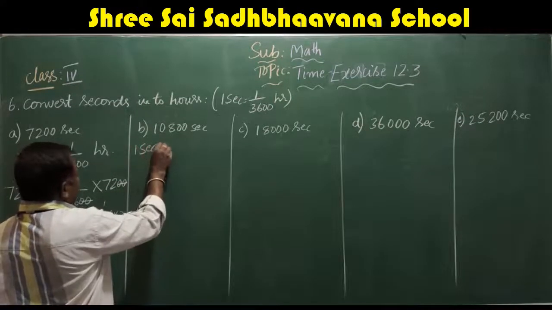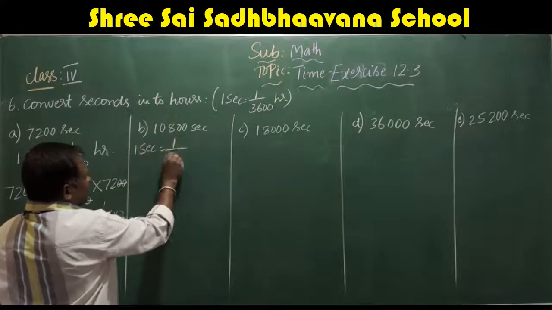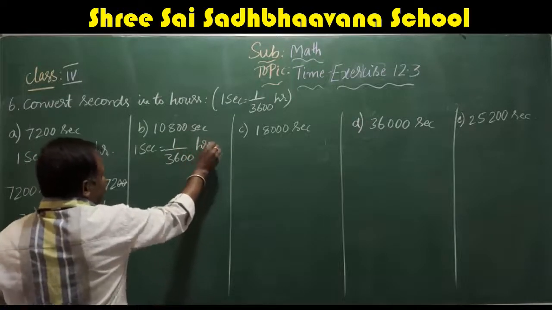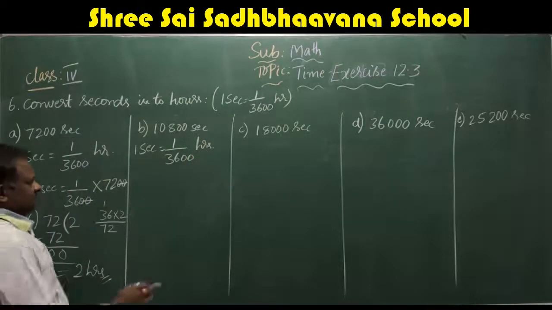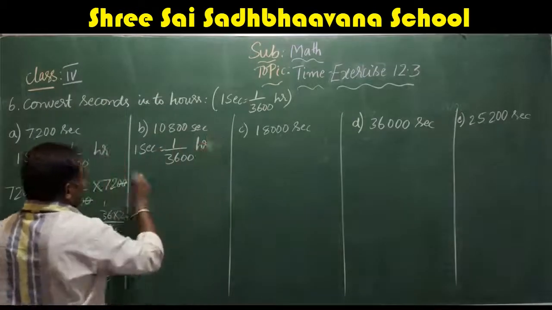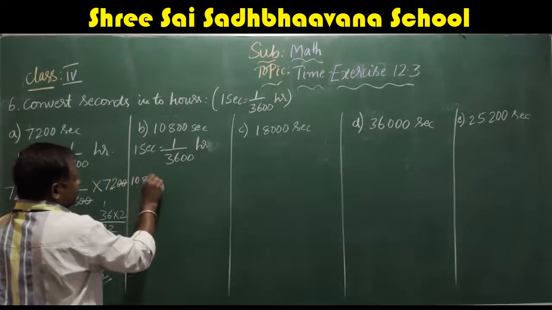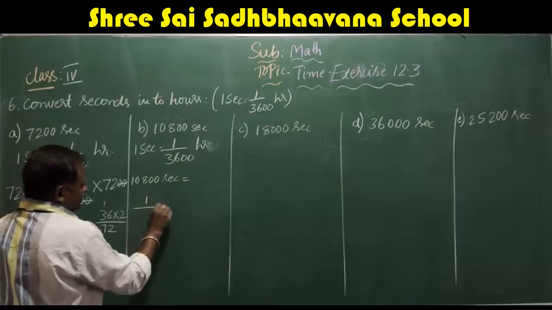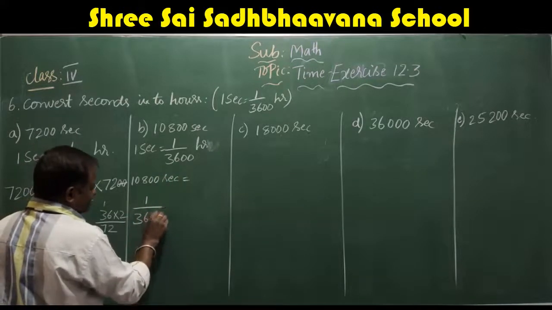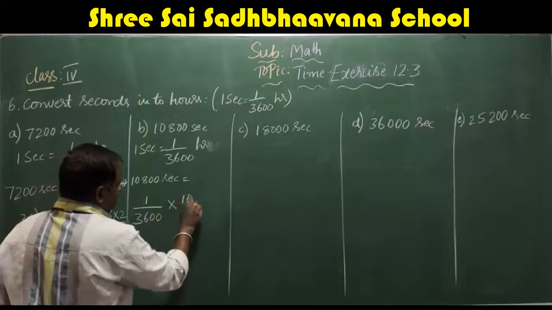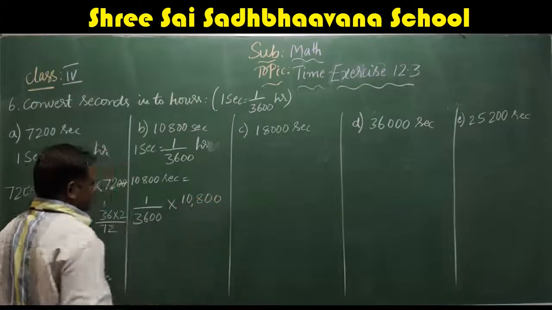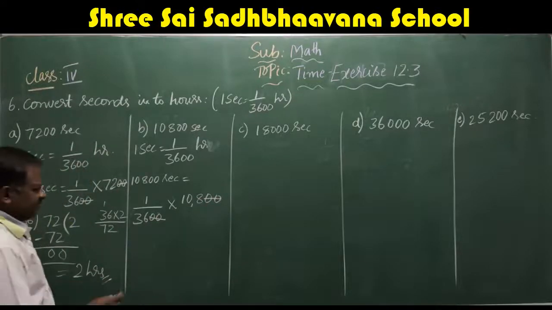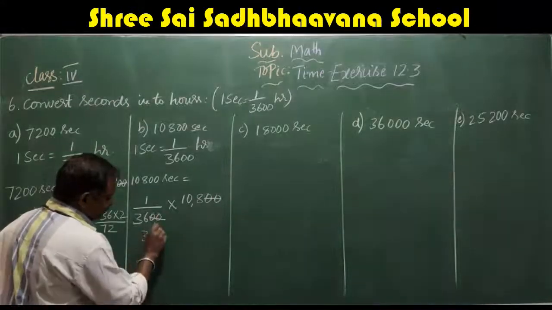1 second is equal to 1 by 3600 hour. So 10,800 seconds is equal to 1 by 3600 into 10,800. In the same way, 2 zeros cancel, and by 36 you divide 108.